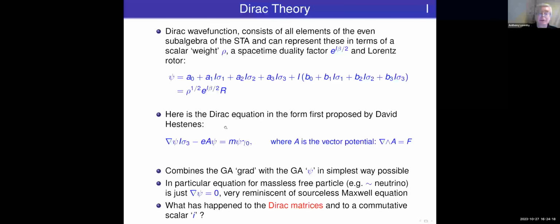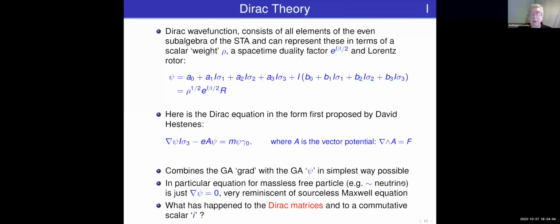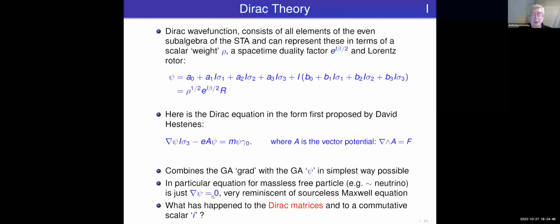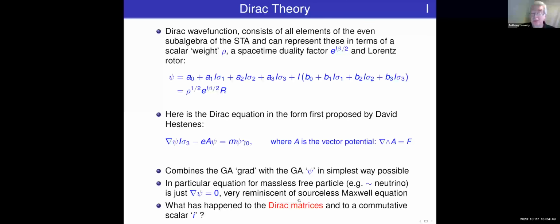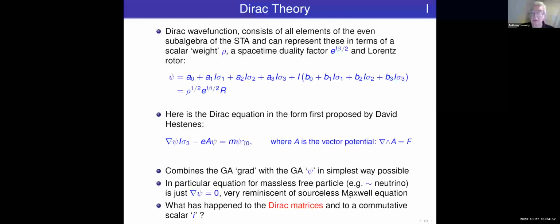And here is the Dirac equation in the form first proposed by David Hestenes: grad psi I sigma 3 minus e A psi equals m psi gamma naught. A is the vector potential satisfying grad wedge A is F. So over here, this is the most important bit, it combines the geometric algebra grad with the geometric algebra psi in the simplest way possible. In particular, the equation for a massless free particle, approximately speaking a neutrino, is then just grad psi equals 0, which is extremely reminiscent of the sourceless Maxwell equation, grad F equals 0. And again, I think this is about the simplest thing you could imagine doing.